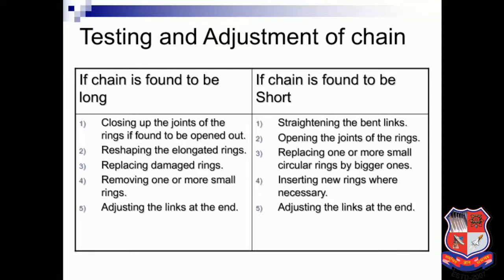If the chain is found to be short, which are the factors? The factors are straightening the bent links. Second is opening the joints of the rings.